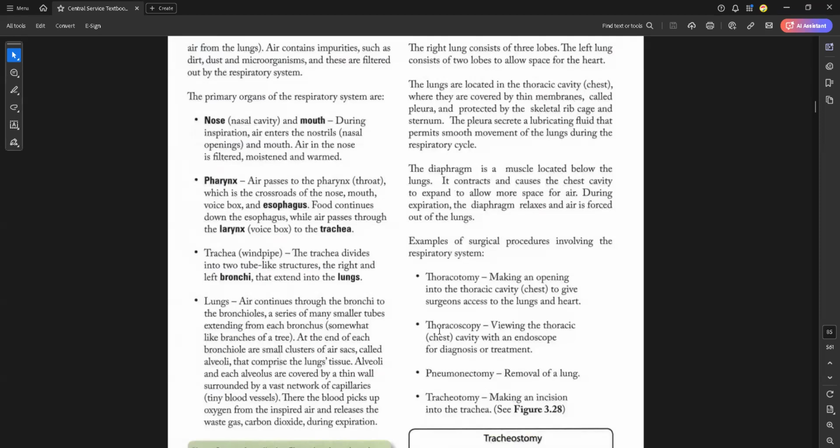Pneumonectomy, removal of the lungs. Tracheotomy, making an incision into the trachea. So these are some of the surgical procedures associated with the respiratory system. And again, we are hearing about so many surgical procedures today.